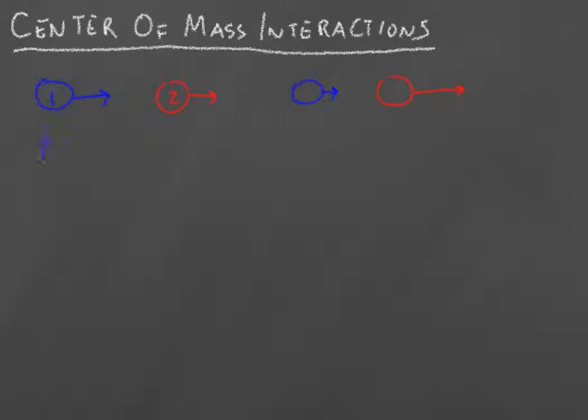Which means that the momentum of particle 1, the new momentum, is equal to its initial momentum minus the impulse, minus the momentum that it transferred to the second particle. Similarly, the second particle is going to have a new momentum that's its initial momentum plus the impulse, the amount of momentum that it got from the first particle. Well, let's look at what this means for the system.